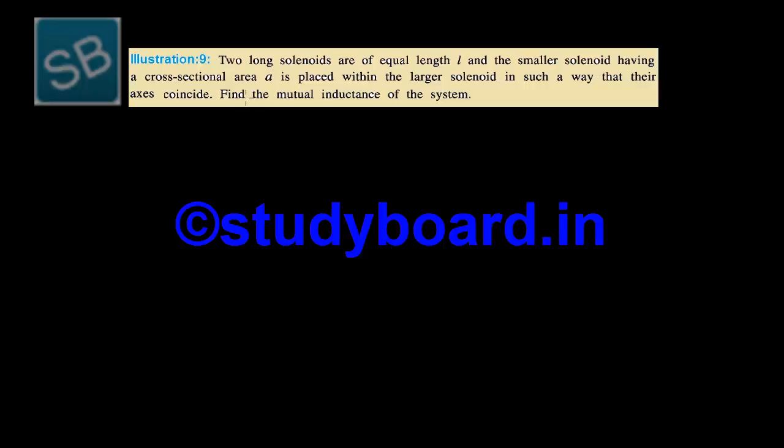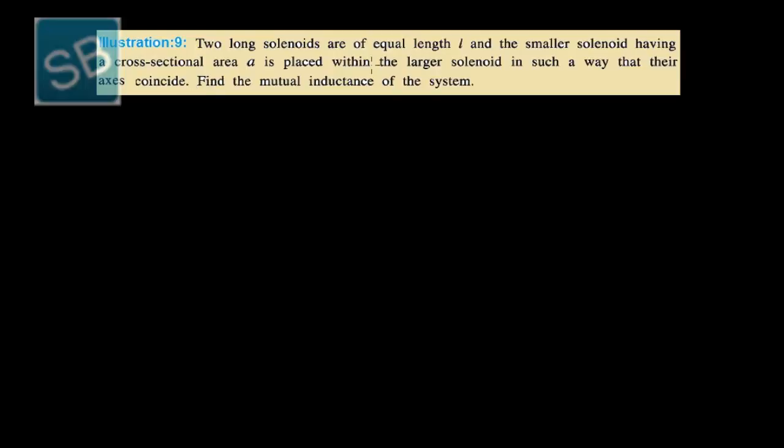Starting with illustration number 9, that is stated as: two long solenoids are of equal length L and the smaller solenoid is connected with the larger solenoid in such a way that their axes are coinciding. Now we have to find out their mutual inductance.